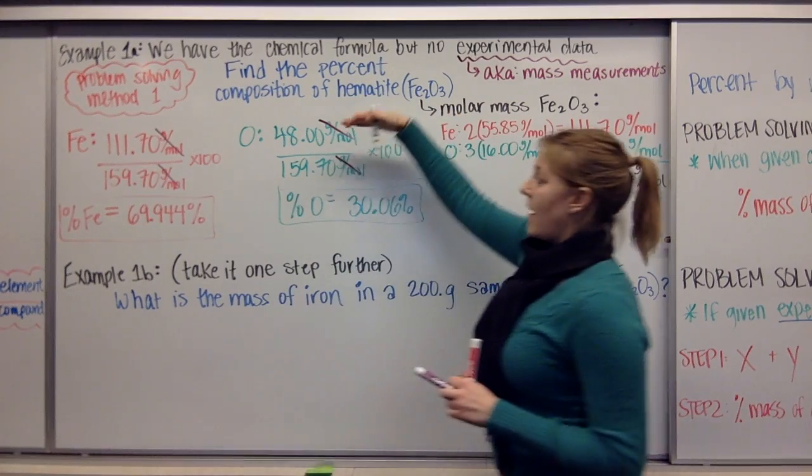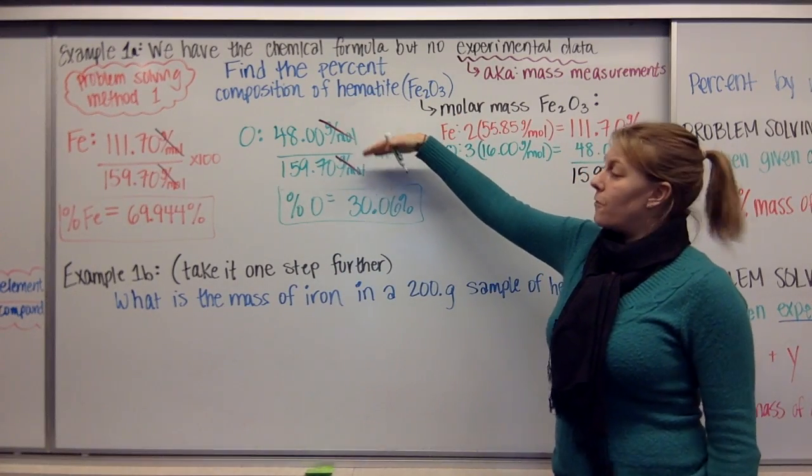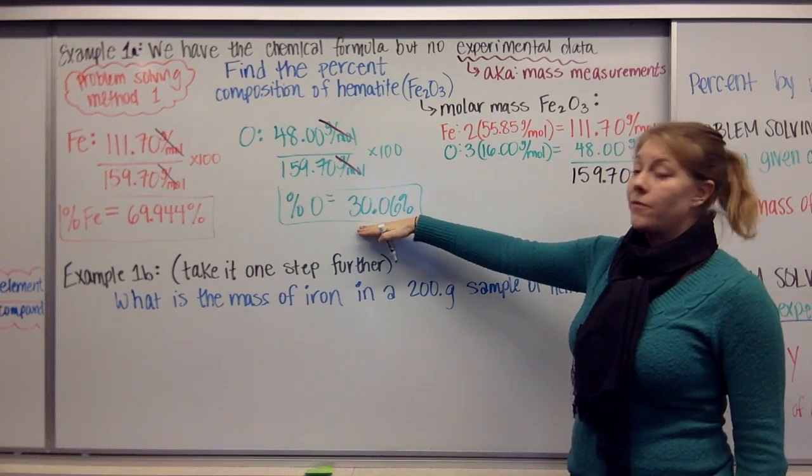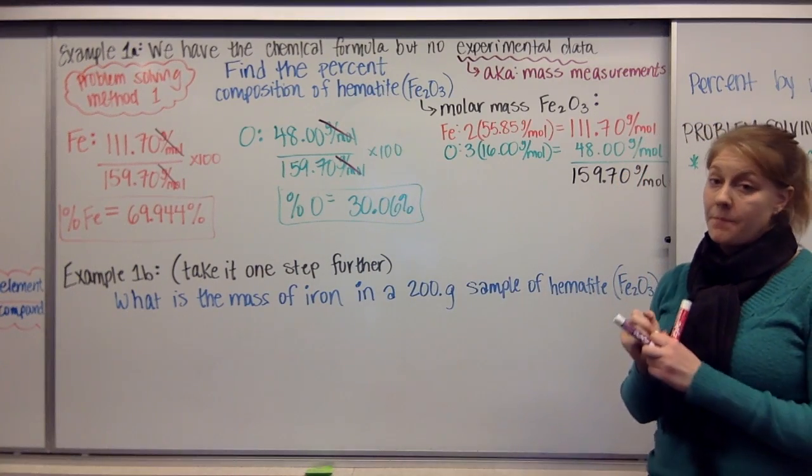Now, notice, I only have 4 sig figs on top, 5 on the bottom. 4 is less than 5, so my answer can only have 4 sig figs there, okay?